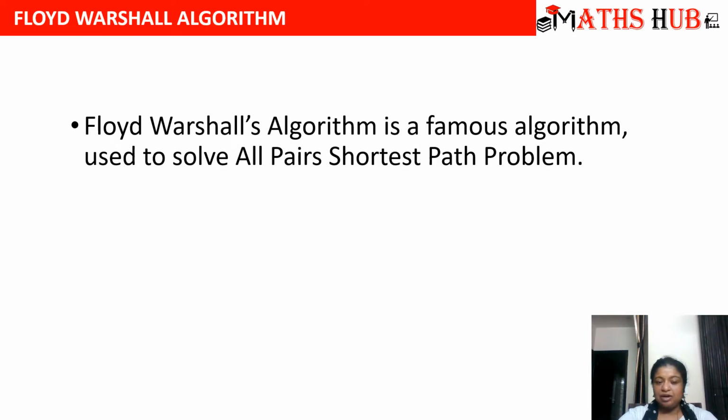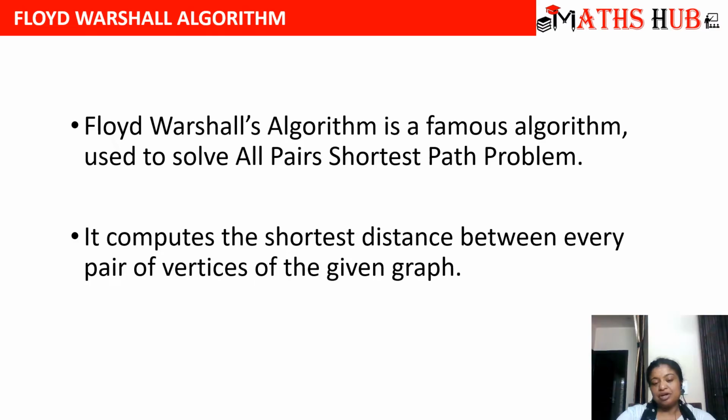From every vertex to any other vertex in the graph, you can always find the shortest path using Warshall's algorithm. But in Dijkstra's algorithm, a source vertex is always mentioned from where we have to start calculating the shortest path, right? So it computes the shortest distance between every pair of vertices of the given graph. This is a major difference in these two algorithms.